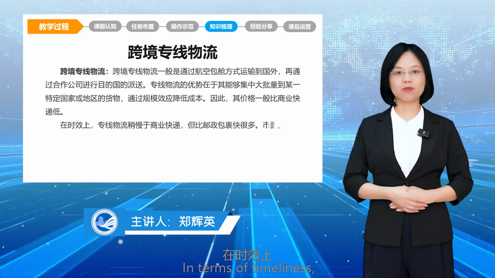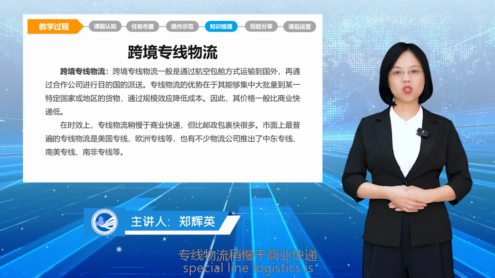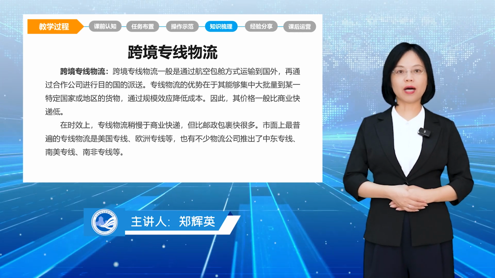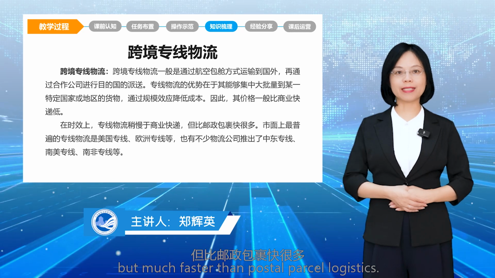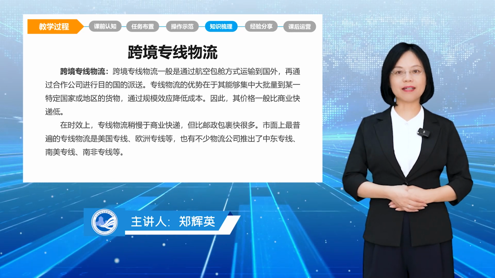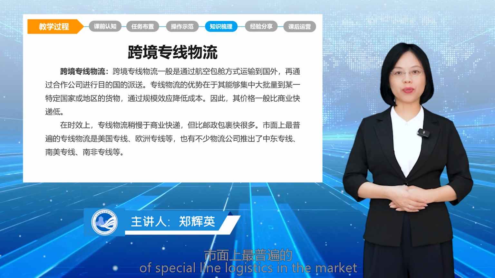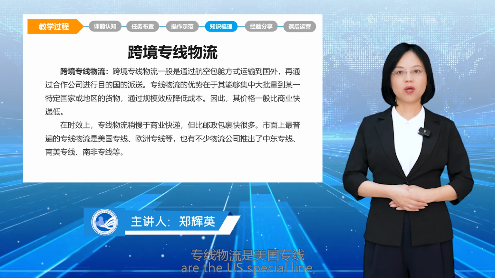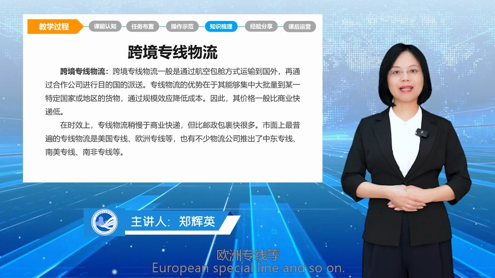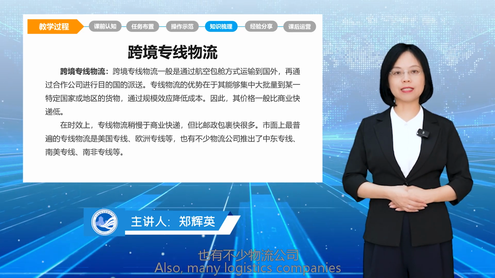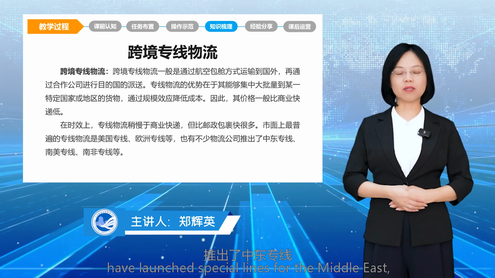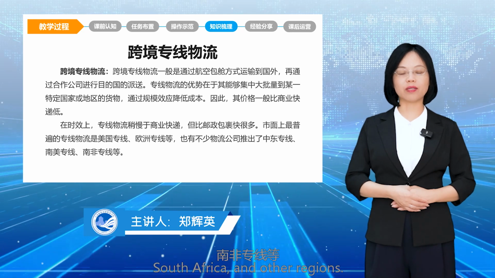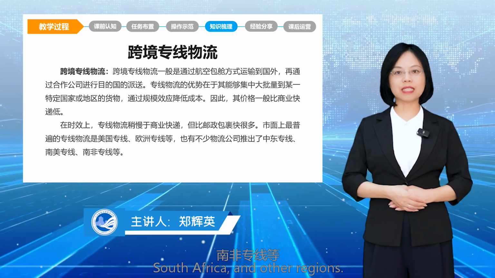In terms of timeliness, special line logistics is slightly slower than Business Express, but much faster than postal parcel logistics. The most common types of special line logistics in the market are the US special line, European special line, and so on. Also, many logistics companies have launched special lines for the Middle East, South America, South Africa, and other regions.